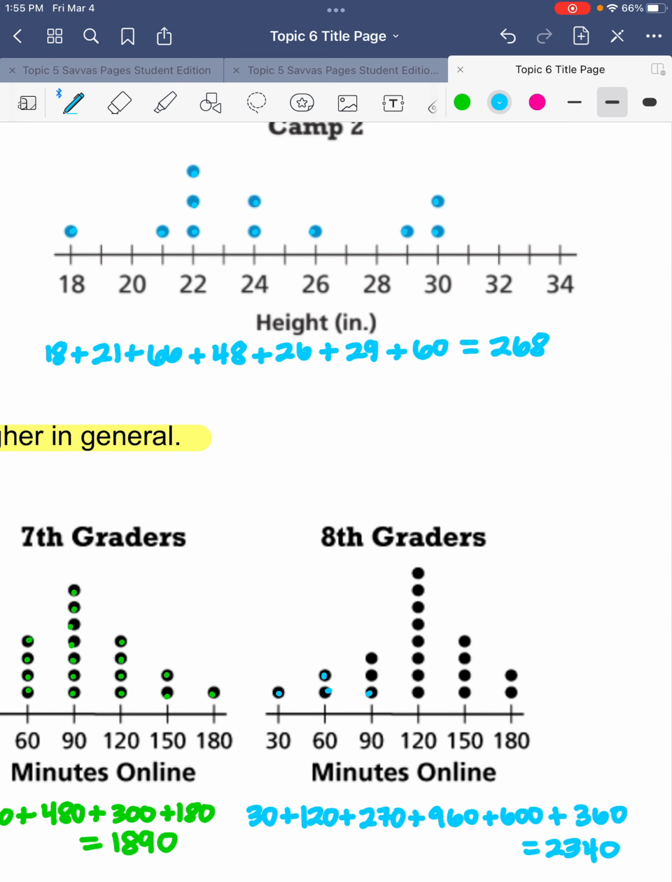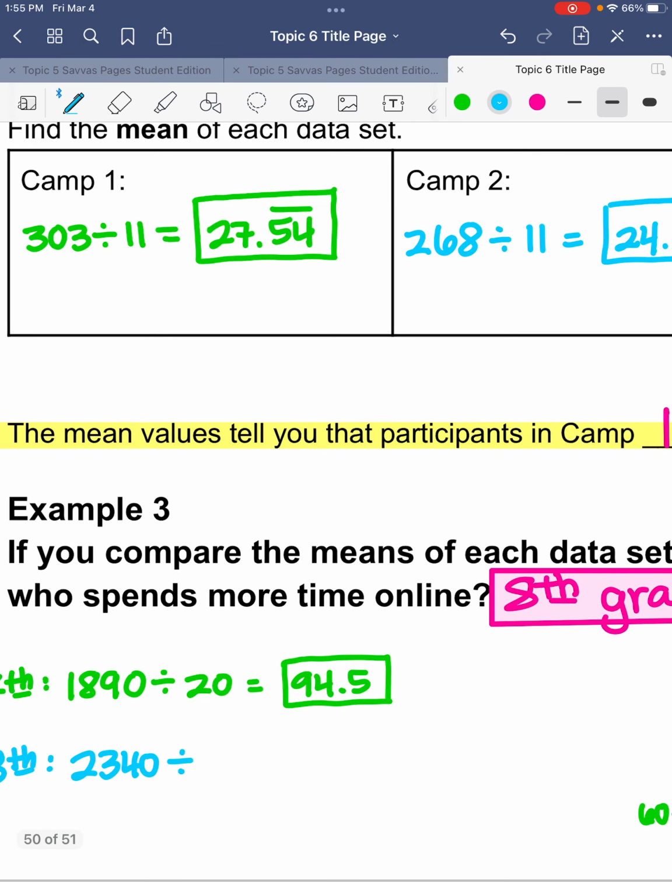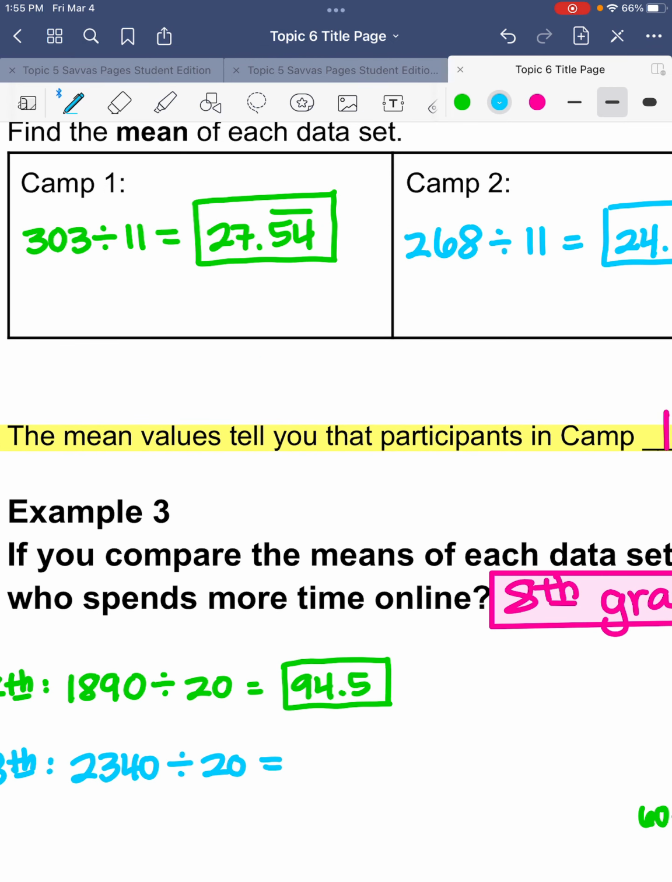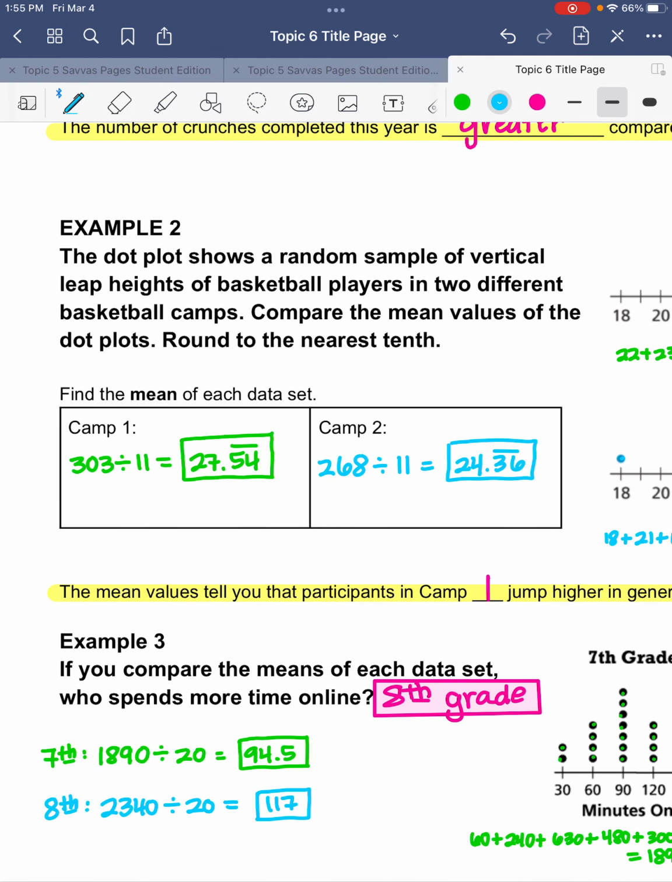1, 2, 3, 4, 5, 6, 7, 8, 9, 10, 11, 12, 13, 14, 15, 16, 17, 18, 19, 20. There are indeed 20 dots. Okay, so 2,340 divided by 20. When I put that into my calculator, I get 117. So 117 is my mean for 8th grade. So again, who spends more time online? We had said 8th grade. Does our mean confirm that? Yes, our mean for 8th grade is bigger, so we know that our inference is correct.